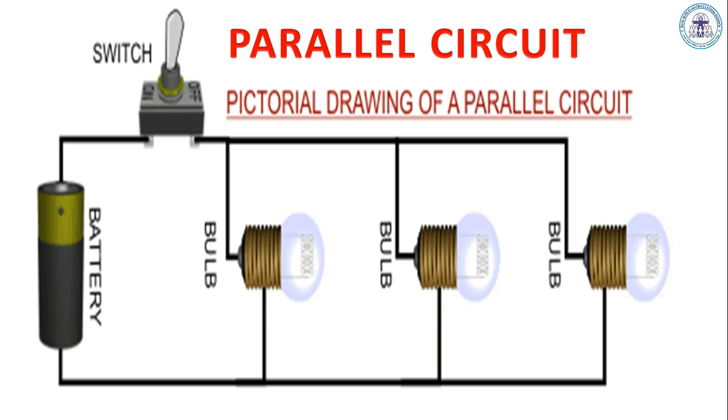Parallel circuit. If two or more bulbs are connected in parallel, that is one below the other, then this type of circuit is called parallel circuit. If any one of the bulbs is damaged or disconnected, the other part of the circuit will work. So, parallel circuits are used in homes.